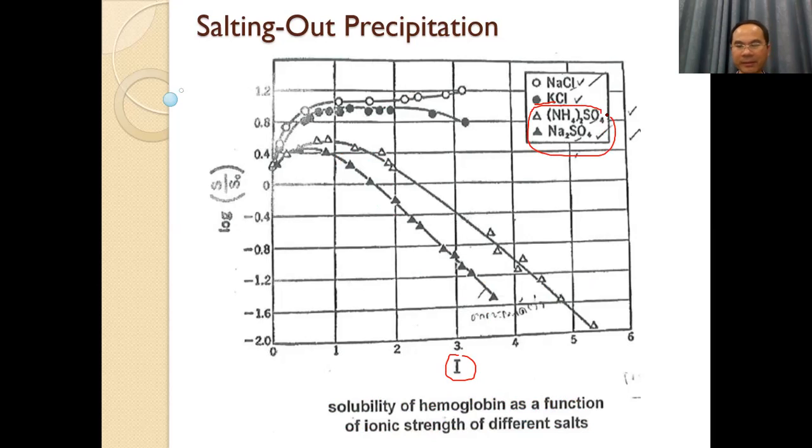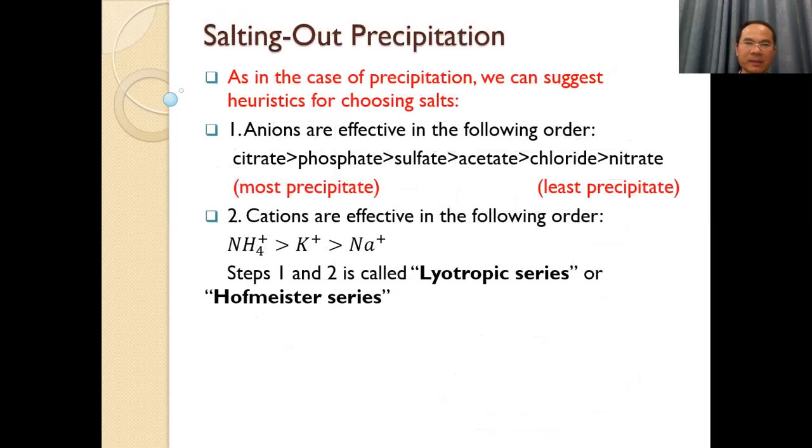This is the solubility of hemoglobin as a function of ionic strength or salt concentration. As in the case of precipitation, we can suggest heuristics for choosing salt. First, anionic salts are effective in the following order: citrate has the highest precipitating power, then phosphate, then sulfate, then acetate, chloride, and so on. The lowest is nitrate.